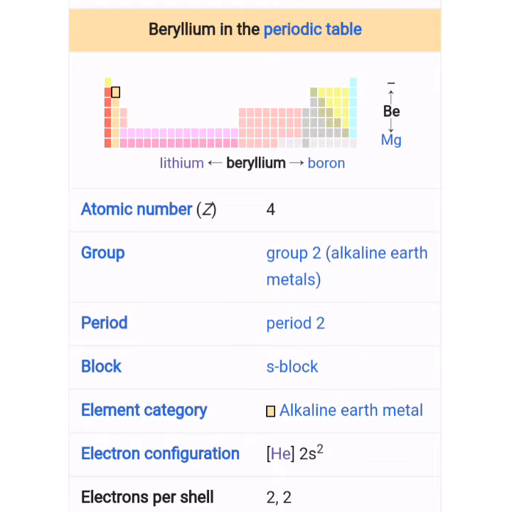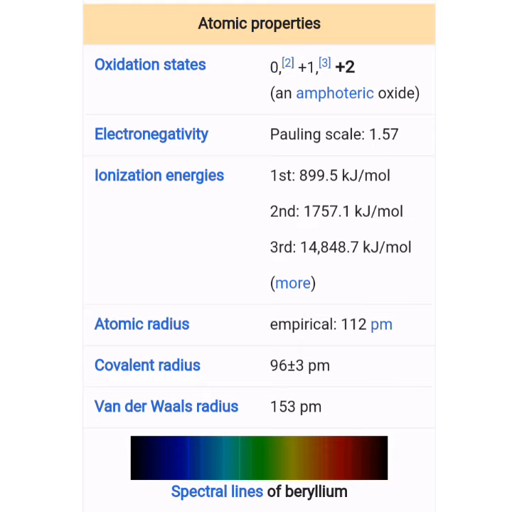electron per shell 2, 2. Atomic properties of beryllium: oxidation states 0, +1, +2, and amphoteric oxide. Electronegativity on the Pauling scale 1.57. Ionization energy: first that is 899.5 kJ per mole, second that is 1757.1 kJ per mole, third that is 14848.7 kJ per mole.